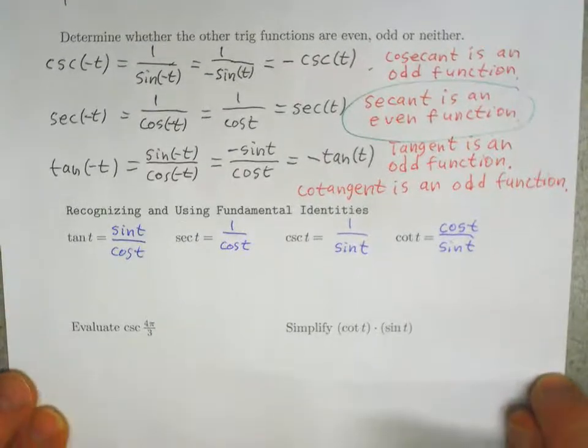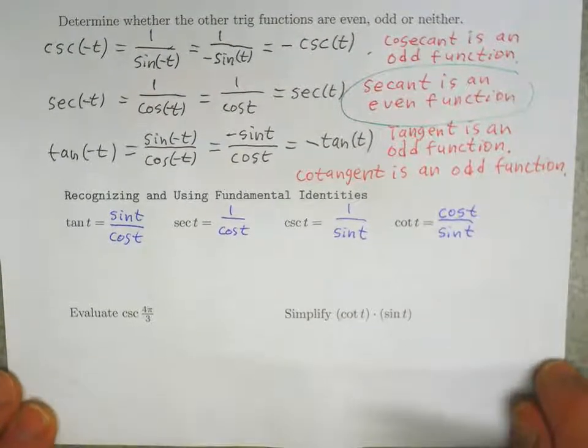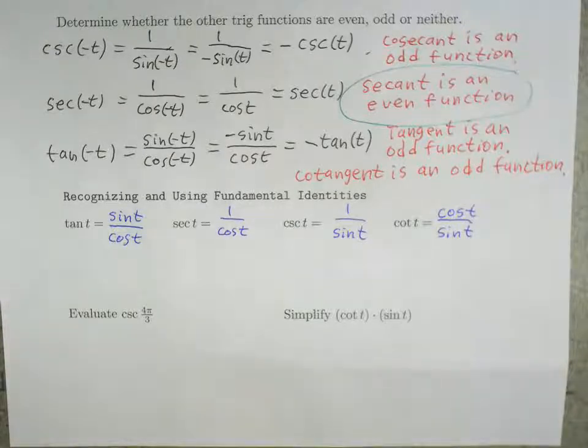Hey, a couple more exercises. Evaluate cosecant of 4 pi over 3.